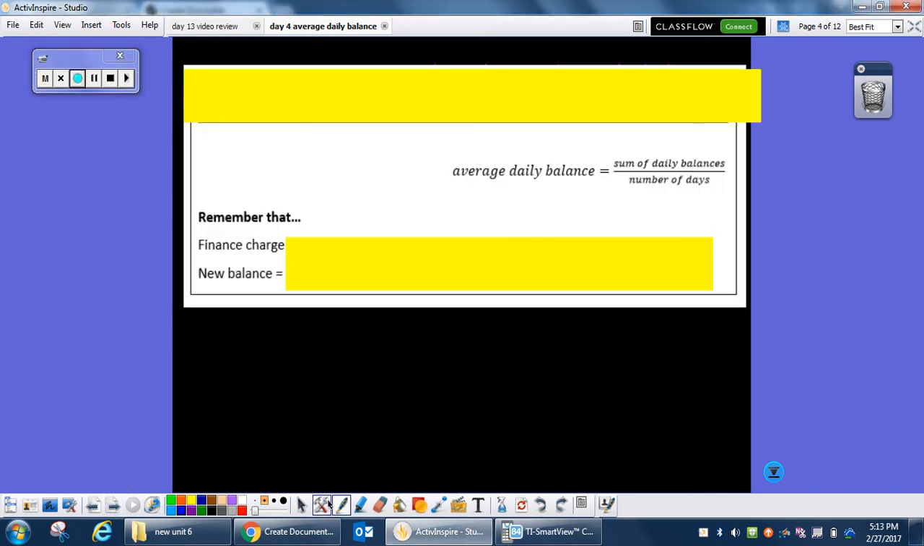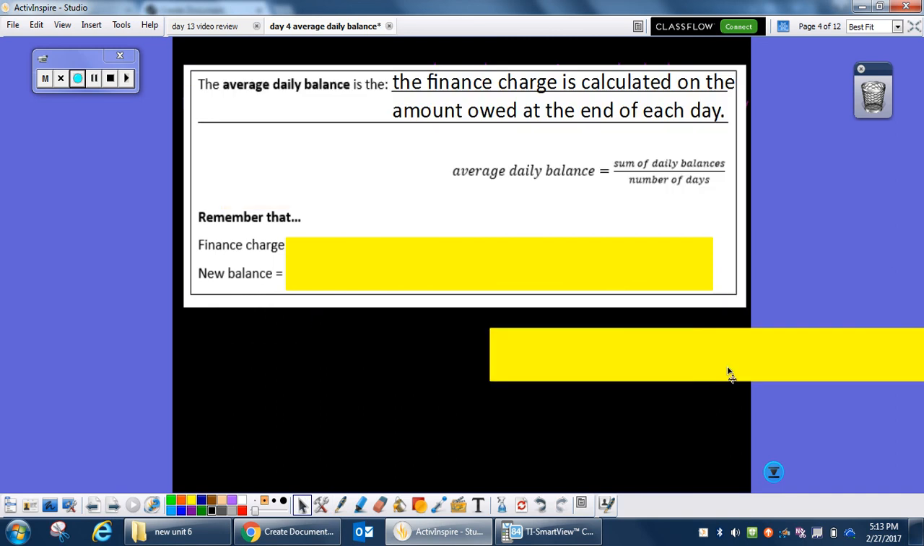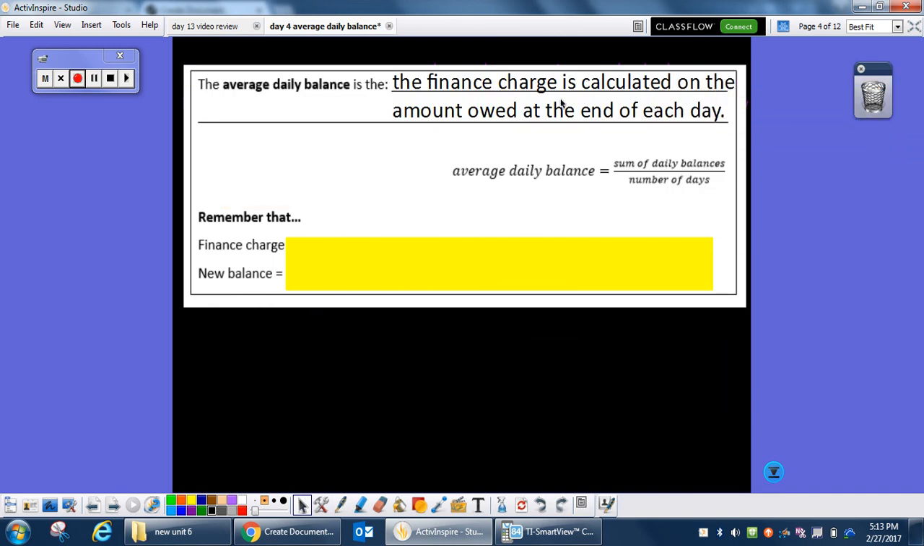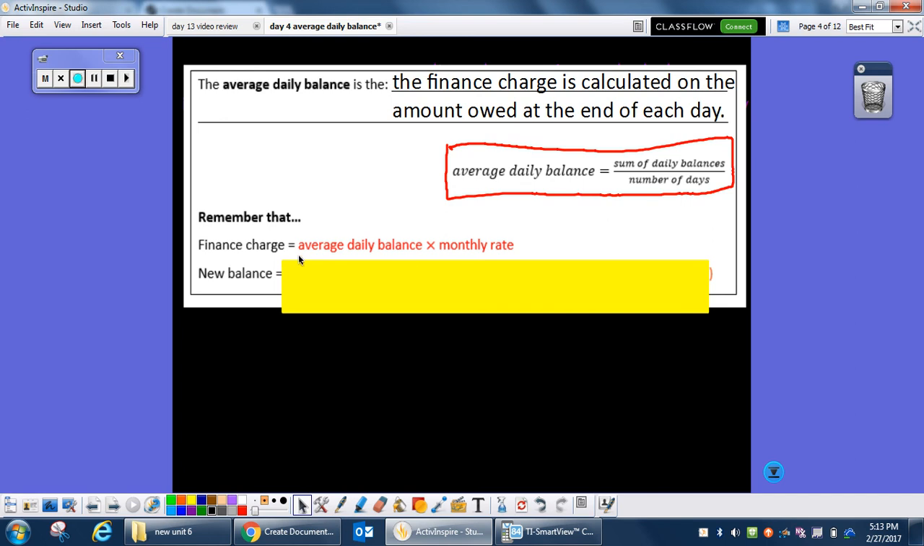With average daily balance, the finance charge is calculated on the amount owed at the end of each day. So we're going to be filling out these tables and seeing where these numbers come from. The big thing to remember is this: to get your average daily balance, you take the sum of daily balances and divide by the number of days. That's why it's important to remember the number of days in each month. Your finance charge is going to be that average daily balance times the monthly rate. You might want to make a note that it needs to be in decimal form.